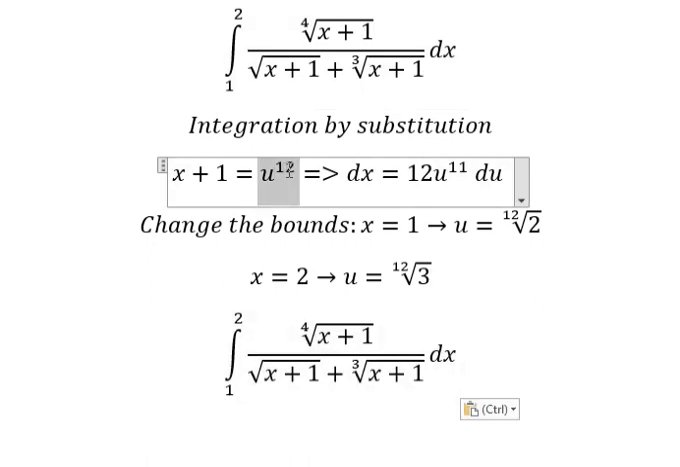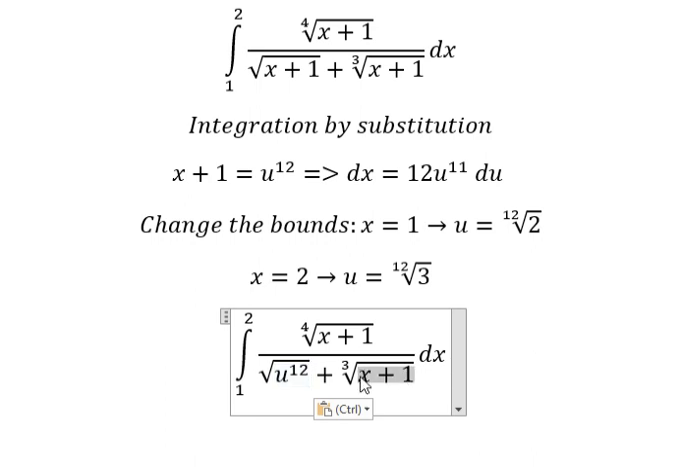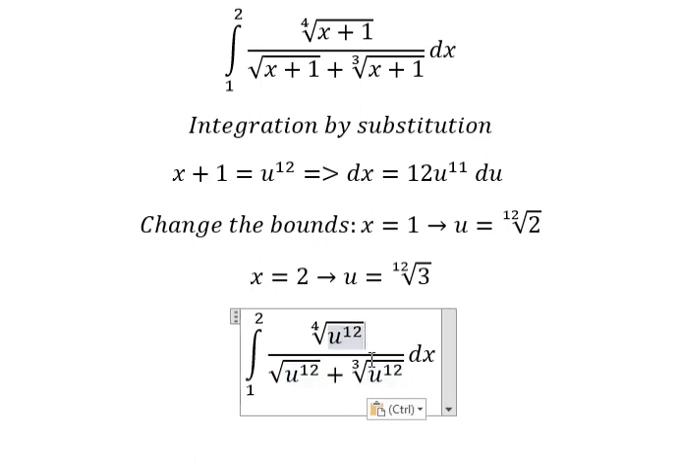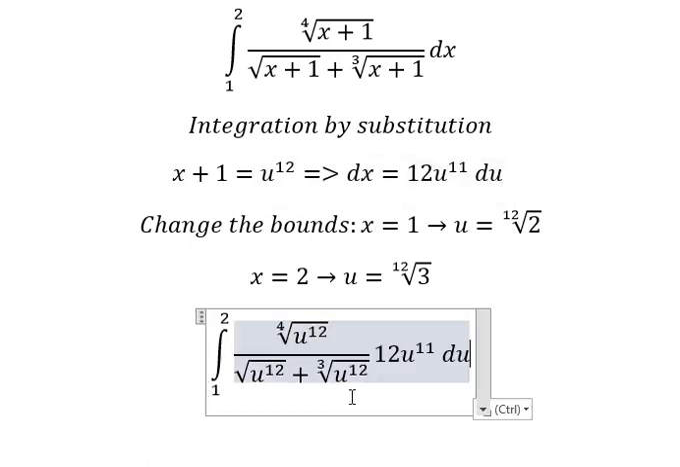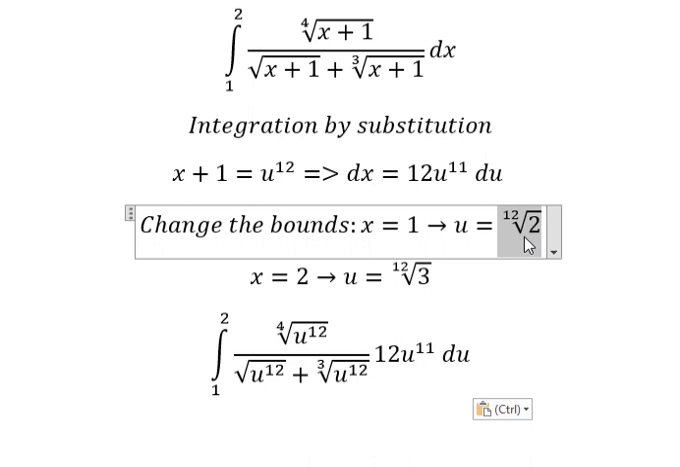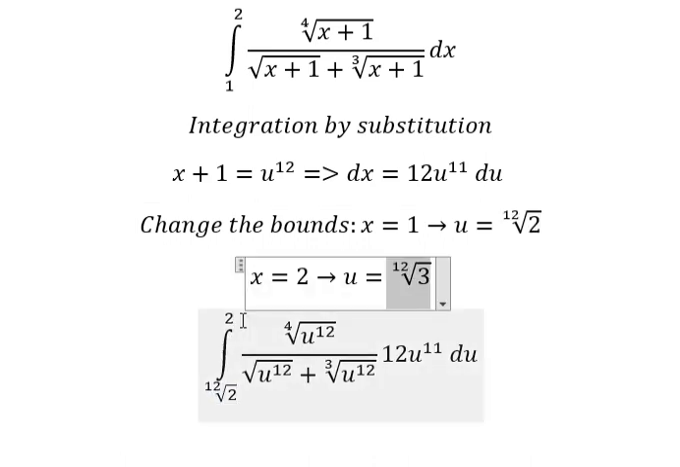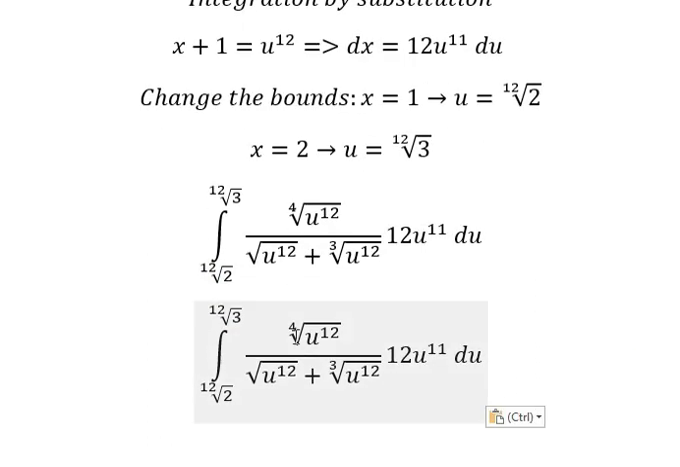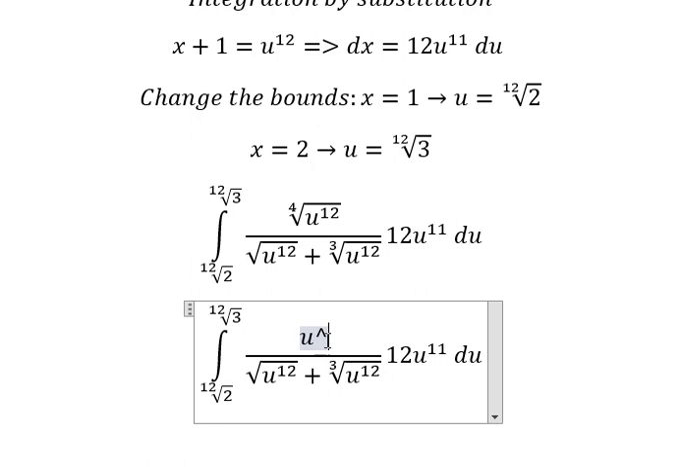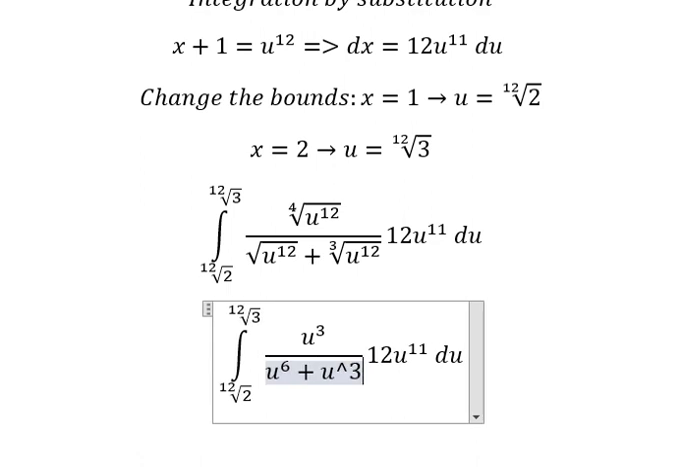So this one we change by this one. The x we change by this one. Number 1 we change by this one. Number 2 we change by this one. So this one we have u to the power of 3. This one we have u to the power of 6. This one we have u to the power of 4.